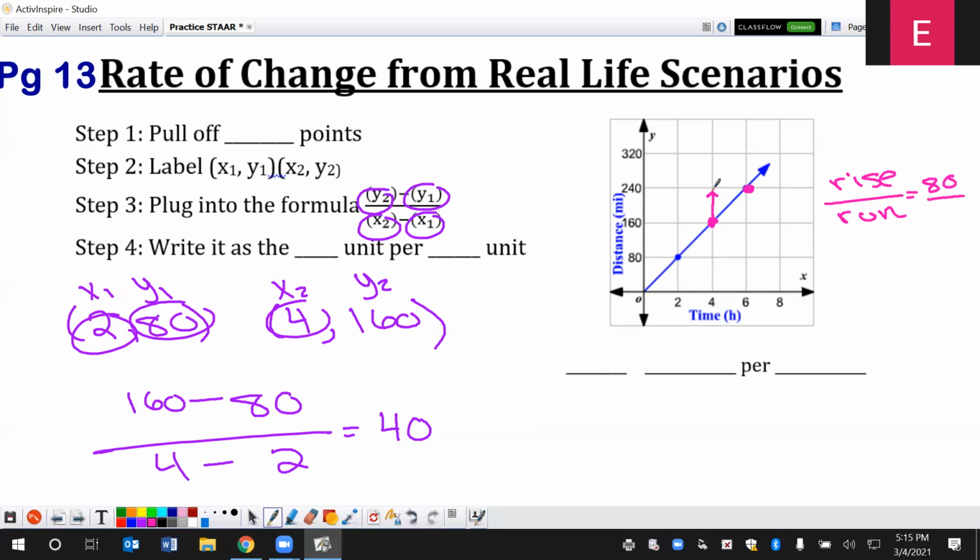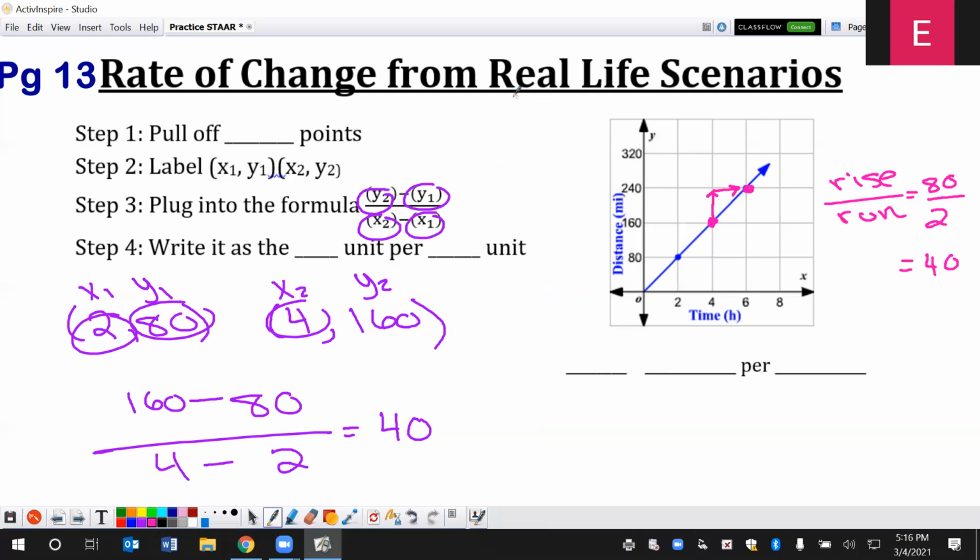Okay, now I'm going to move to the right to reach my second point. Looks like I moved 1 unit, but if you notice down here on the x-axis, each box is worth 2. So I ran 2 to the right. And so if I divide 80 by 2, I get 40. So I get the same answer. It doesn't matter if you use the formula or if you use rise over run. Just make sure you do everything correctly.